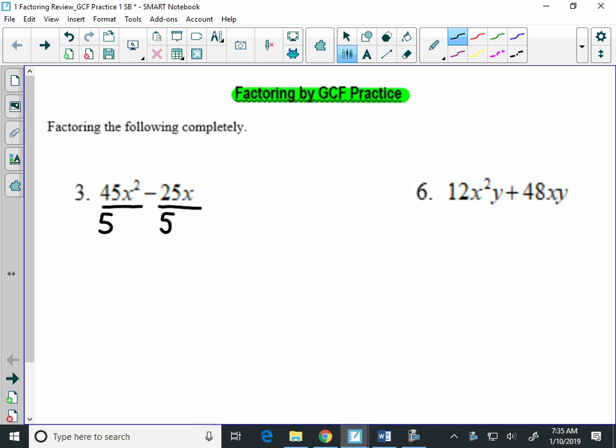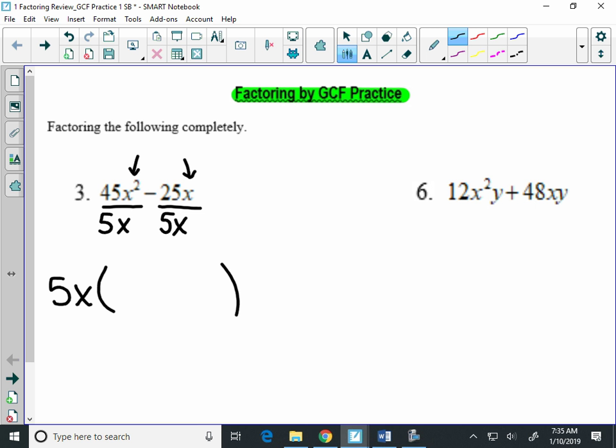Now I look at the variables. I have x squared and x. My GCF is always the smaller of the two exponents on the variables, which here is x to the first. So I'm going to divide x out of both terms. When I write my answer, I always put the GCF in front of a set of parentheses. And then I'm going to divide the GCF out of each term.